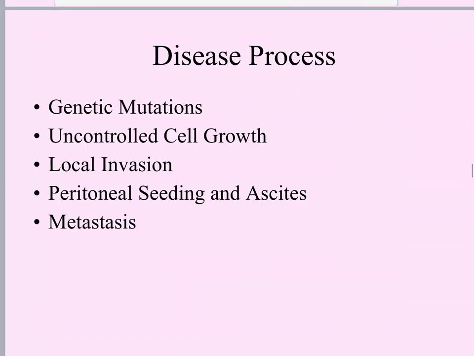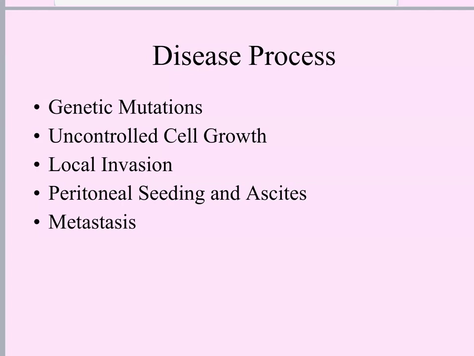So the disease process of ovarian cancer looks like this: we start with the genetic mutation. We have DNA damage or mutations in genes like BRCA1, BRCA2, or P53, and that impairs the cell's ability to regulate growth. Those mutations can be inherited or they can be acquired.